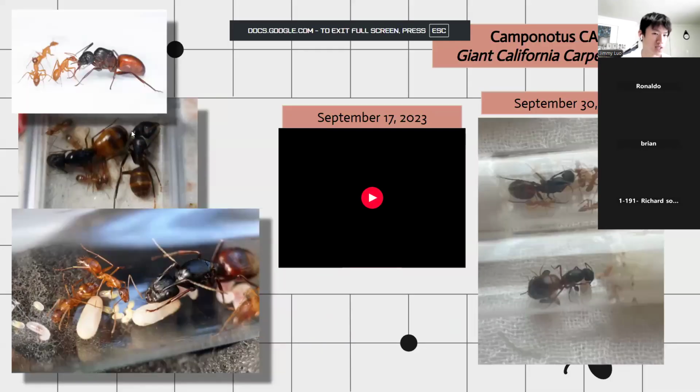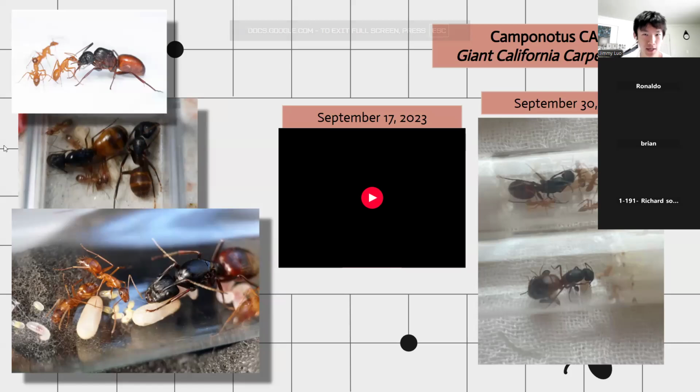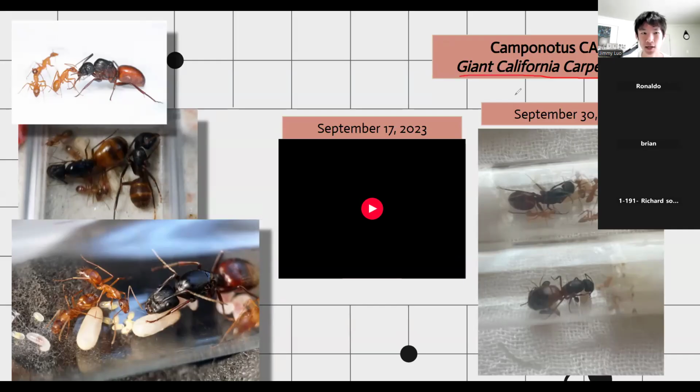I also have Camponotus CaO2, which is the giant California carpenter. It is actually the largest ant species in the United States. So here's my Camponotus CaO2 and my Camponotus vicinus for scale. You can see how the Camponotus CaO2 is a little bit larger than the vicinus. That's because vicinus is mostly from Northern California. You won't really see it in Southern California that much, but CaO2 is still the largest ant in the USA. So this is the largest ant that you will find.